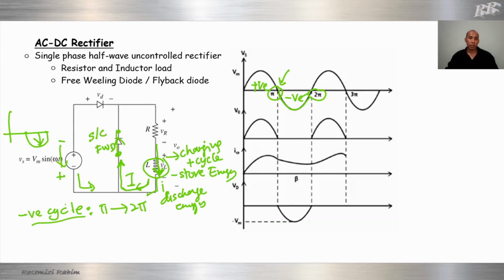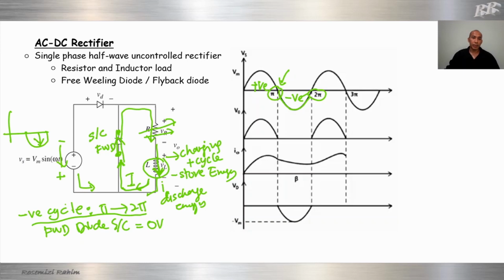The FWD diode is a short circuit, or 0 volt. When it is 0 volt, current will flow from here and go through the closed loop, through the R. So the energy will be dissipated at R. Energy dissipated at R.